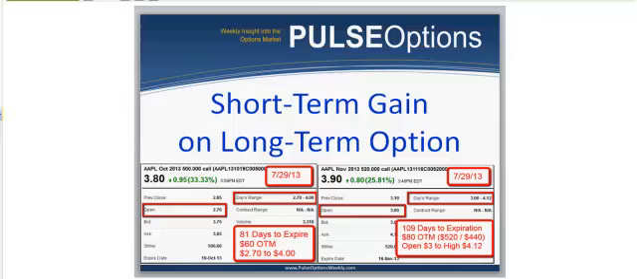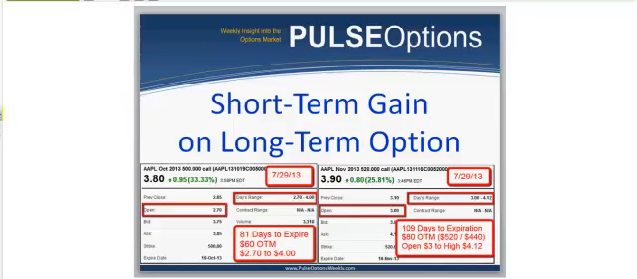Here's Monday, July 29th, the October 500 call. It opened at 270. It traded up to $4. It closed at 380, right? The Apple November 520 call opened at $3. It traded up to 412 and it closed at 390. Right? So this is a short-term gain on long-term options.